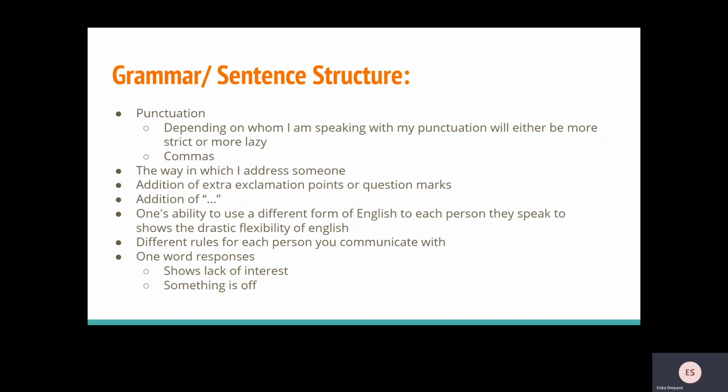One's ability to use different forms of English with each person I speak to shows the drastic flexibility of English. So while working on this project and seeing the different ways I use English in the different groups, I have friends all around the same age, but they're all in different groups. And the way in which I speak to these groups, there are different tweaks that I make.